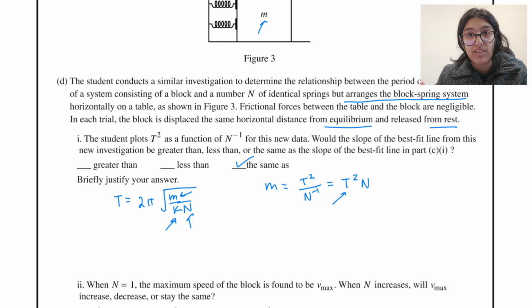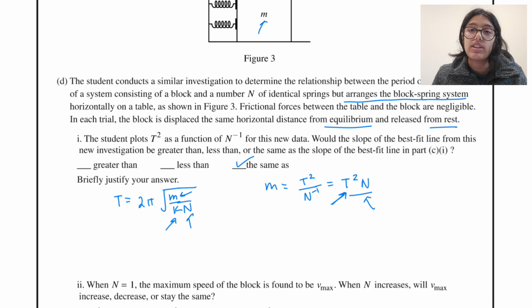My reasoning for this, I'm just going to explain it, I'm not going to write it, is that the time period only depends upon the mass and the spring constant, both of which are the same in the previous part and this part. So the time period is exactly the same. As for the slope, which is t squared over n minus 1, or just t squared n, I know that t squared is the same, right? Because we said t was the same, and n is also going to be the same because it's just the number of springs. So because everything is the same, just the orientation is different, but the orientation doesn't really matter in terms of t or the slope.